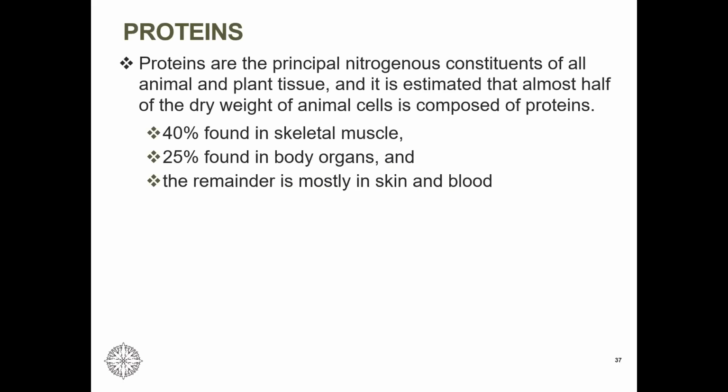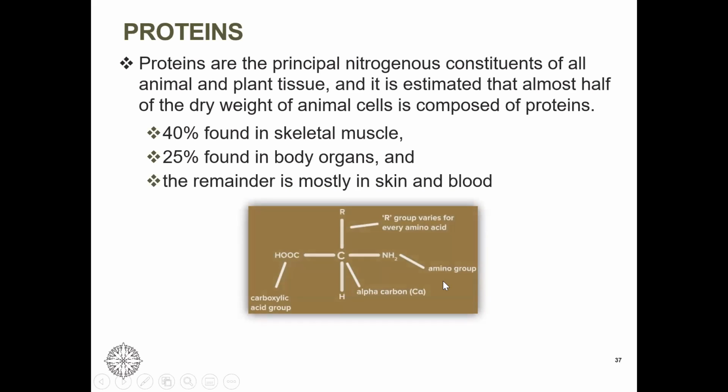Let's move to proteins now. Proteins are the principal nitrogenous constituents. We all know that they make our skeletal muscles, everything actually. The only difference is that they have an amino group, and that's how they differ from other macronutrients. Their distinctive characteristic is that they have amino acid side chains that make up polypeptides. That is how a protein is made.